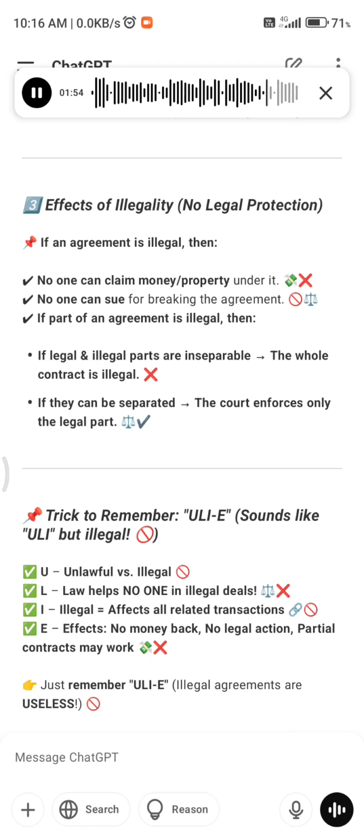Trick to remember, ULIE sounds like ill but illegal. Unlawful versus illegal. Law helps no one in illegal deals. I, illegal equals affects all related transactions. E, affects no money back, no legal action, partial contracts may work. Just remember, ULIE, illegal agreements are useless.